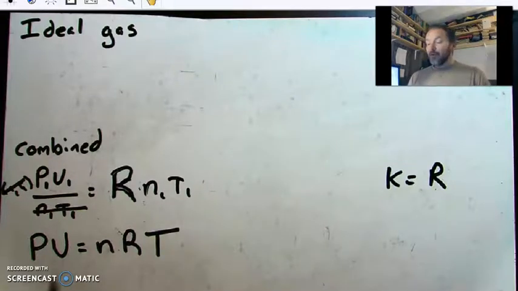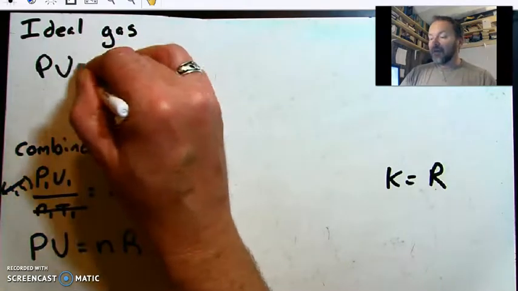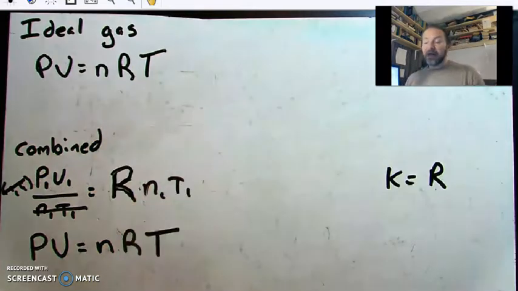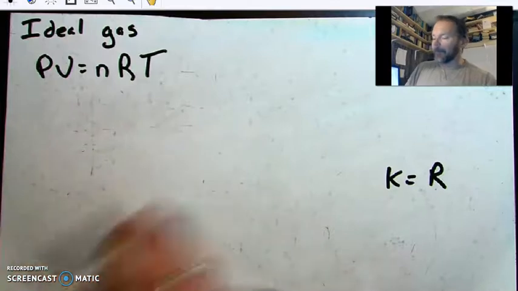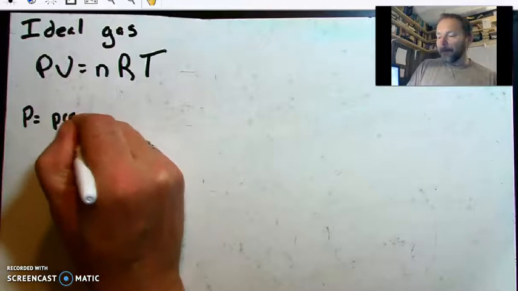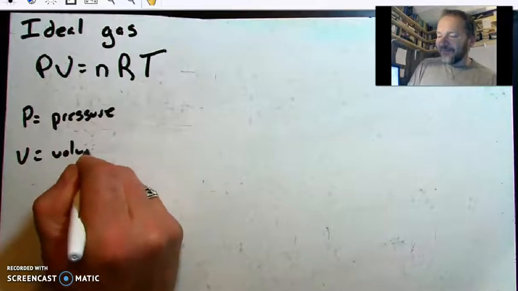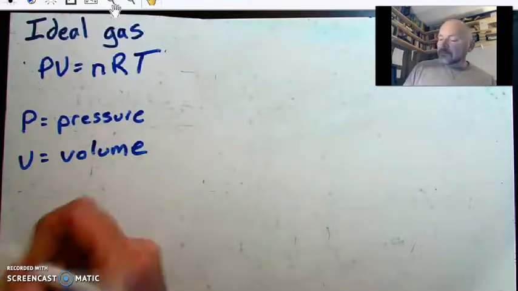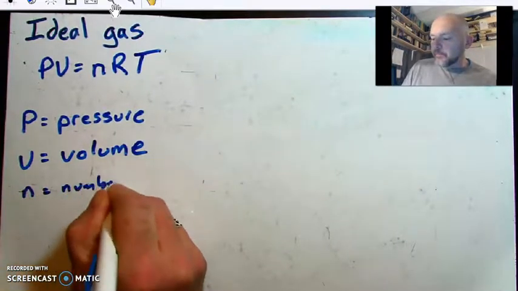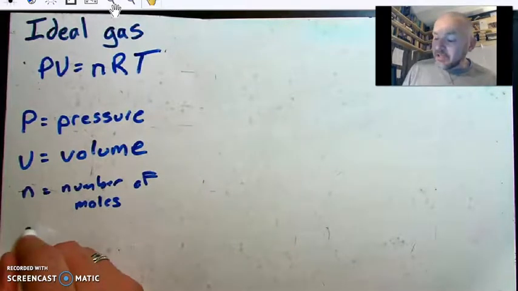So that becomes the equation that is the ideal gas law. The ideal gas law is PV equals NRT, where in that equation, P is equal to pressure, V is equal to volume, N stands for number of moles, and T stands for temperature.